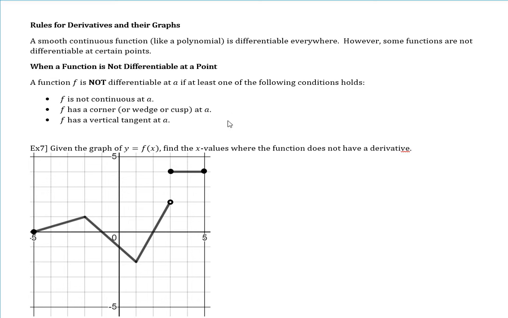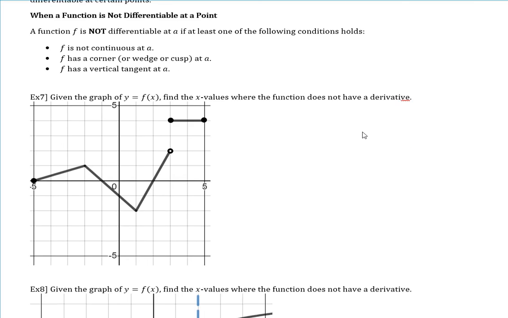So if f is not continuous at a, if f has a corner, or a wedge or a cusp are other ways to say it or to see it. So I would say sharp corner, really. A sharp corner might be a little better at a, then it would not be differentiable. And then also, if f has a vertical tangent at a, it would not be differentiable.